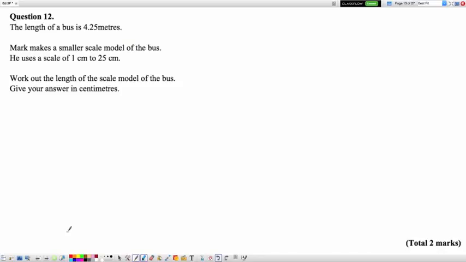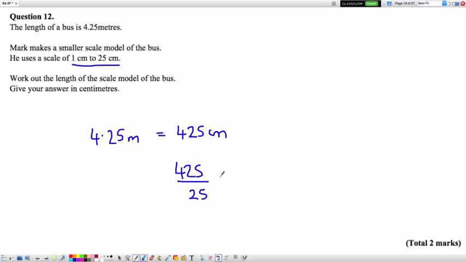The length of the bus is 4.25 metres. Mark makes a smaller scale model of the bus. He uses a scale of 1 centimetre to 25 centimetres. So first off, let's convert the metres here into centimetres by multiplying by 100. We then need to work out how many 25s fit into 425. So 425 divided by 25 gives us 17. So this is going to be the length in the scale, 17 centimetres.